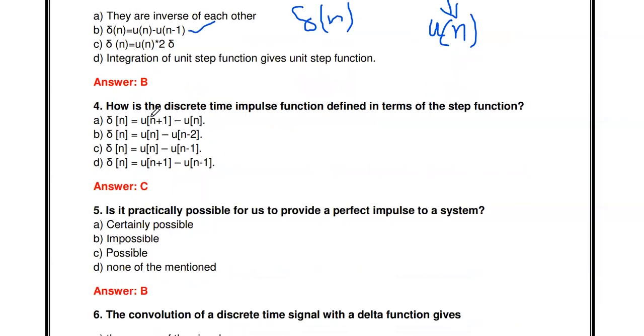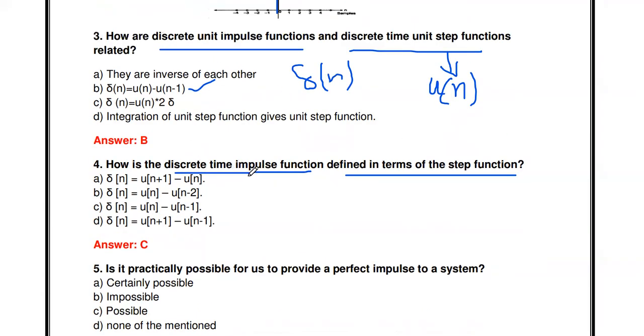Okay. Then next one, how is the discrete time impulse function defined in terms of step function? So the same question only, but the way of asking is different. So you see the relation between the two things. So which one? Del of n equal to u of n minus u of n minus 1, C is the answer.